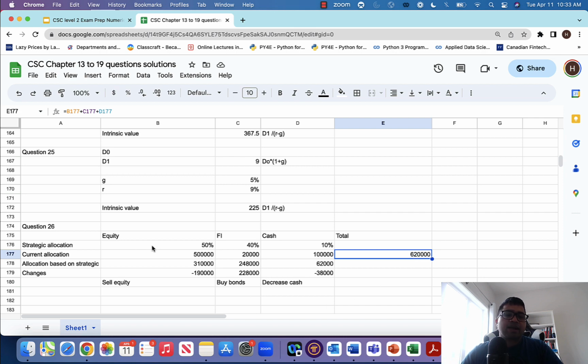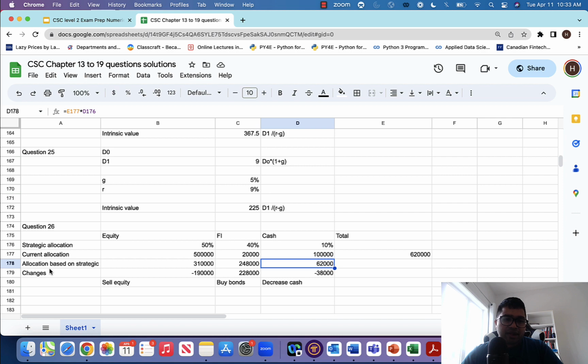Now you have to go back to the strategic allocation. You have to divide this total money into stocks, bonds and cash based on 50, 40 and 10. So what does that mean? 50% of 620 should be in stock. So 50% of 620, $310,000 should be in stock. Then 40% of 620 should be in bonds. So 40% of 620, 248 should be in fixed income. 10% should be in cash. So 10% of 620, $62,000 should be in cash. This is the allocation based on the strategy that you have made, the strategic allocation.